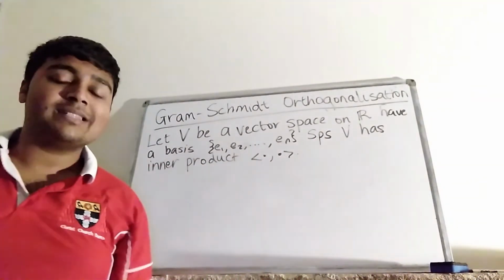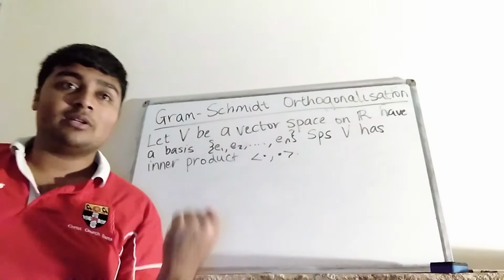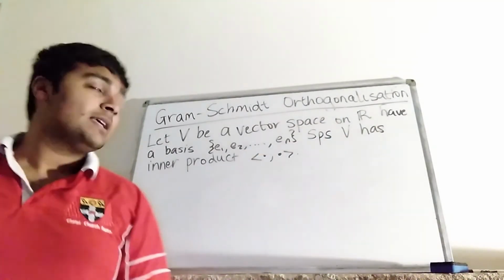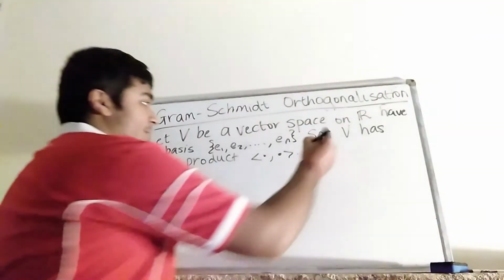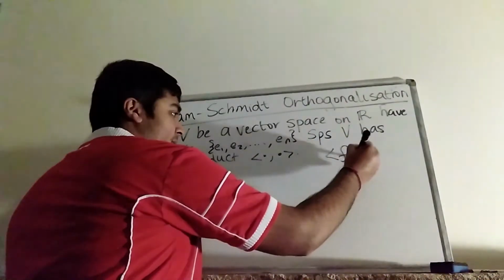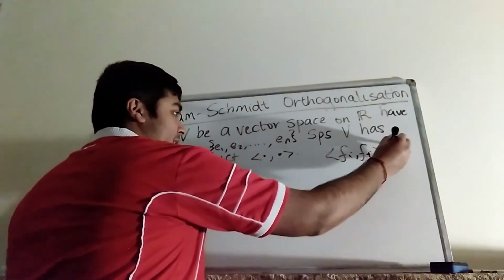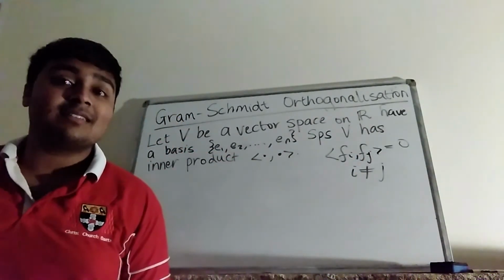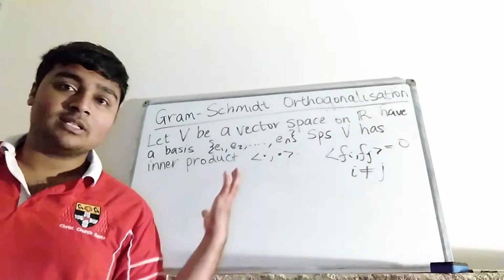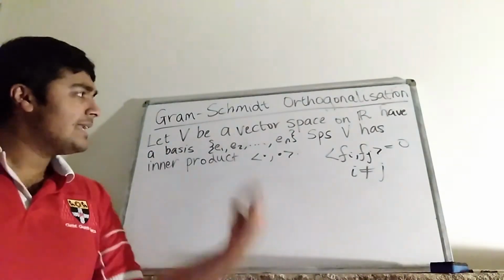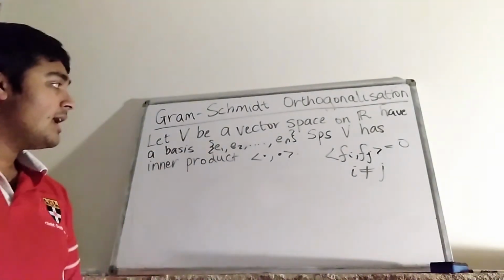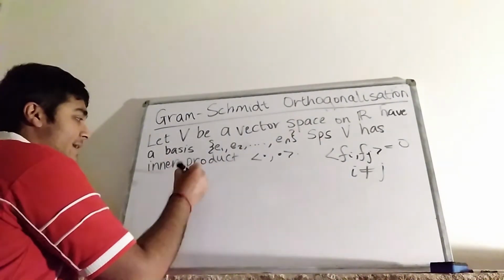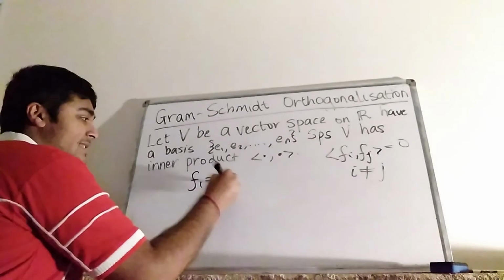Now what we want to do is construct a new basis, so we're going to call this new basis f1, f2, f3, all the way up to fn. And we want the property that <fi, fj> equals 0 whenever i doesn't equal j. So in other words, this basis is going to be orthogonal. So we want to be able to construct this. Now how are we going to go about doing this? Well, we're going to start with this basis and use it to construct our new basis. So the first vector, f1, is simply going to be e1.